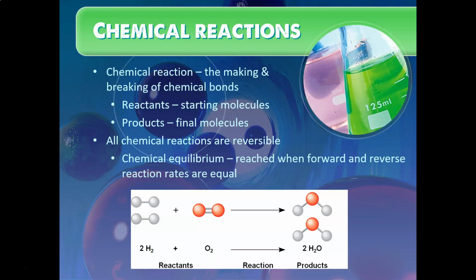Chemical reactions. This is going to be the setup for our entire discussion about metabolism. Metabolism is the overall culmination of all the chemical reactions that happen in your body. So let's make sure we know what that means. A chemical reaction is just the making and breaking of chemical bonds. So we'll take those reactants, those starting molecules, input some energy in order to break the bonds in that reactant, pull those atoms apart, rearrange them into those products, and make those final molecules at the end.